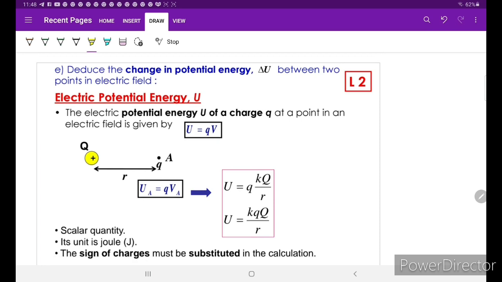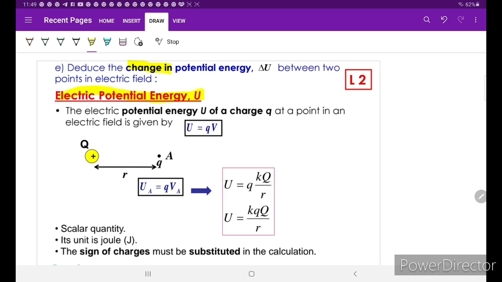Point E, deduce the change in potential energy, or delta U, between 2 points in an electric field. Before we understand the change in the potential energy, we need to understand the electric potential energy. There's a difference between these 2 points. We are going to deduce the change in the potential energy. So, before we understand the change, we need to understand first the electric potential energy. What is the electric potential energy?